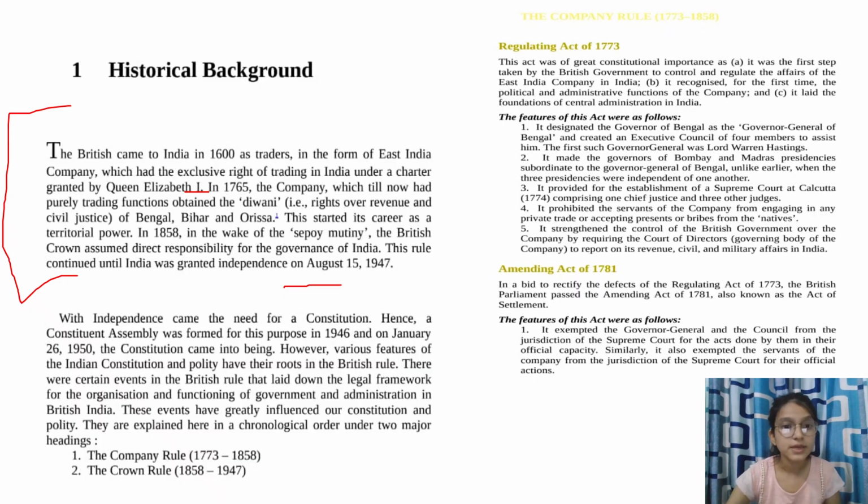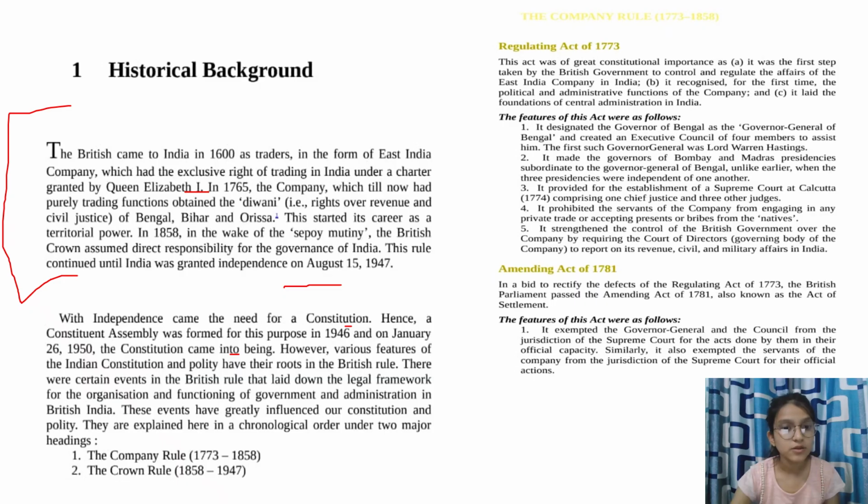With independence came the need for a constitution. When we got our independence, it was very much necessary at that hour to have a constitution of our own. Hence, a Constituent Assembly was formed for this purpose in 1946, and on January 26, 1950, the Constitution came into being. So we got to know that now that we got our independence, we would be needing our own Constitution. But who would be the people drafting the Constitution? For that purpose, we have the Constituent Assembly.